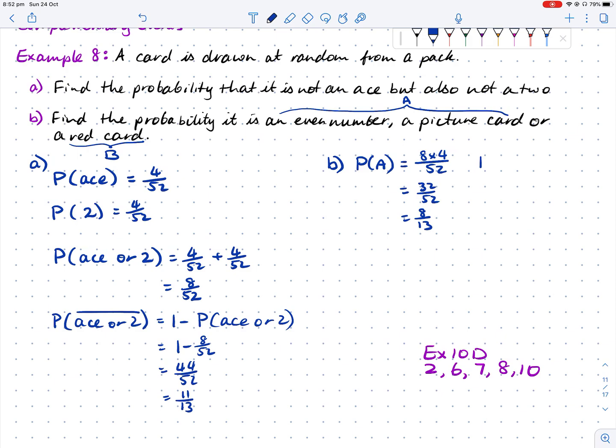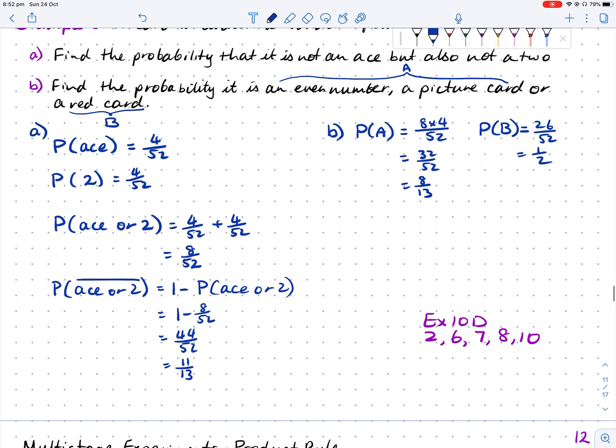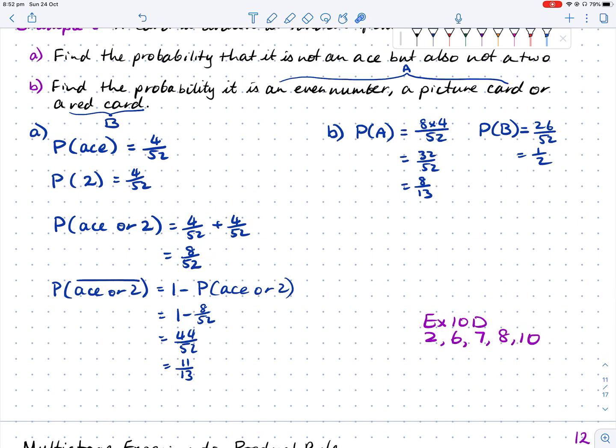If we want a red card, so probability of set B, half of the deck is red cards, so half are black, half are red, so that's 26 out of 52, which is a half. But what we now also need to work out is where is the overlap? So how many even numbers and picture cards are also red? So we're going to work out the probability of A intersection B.